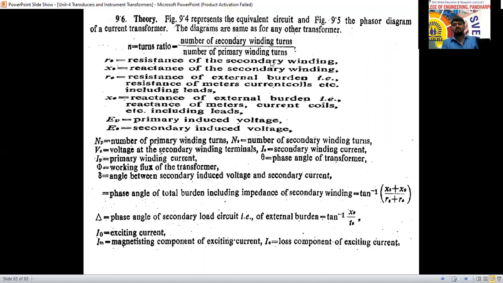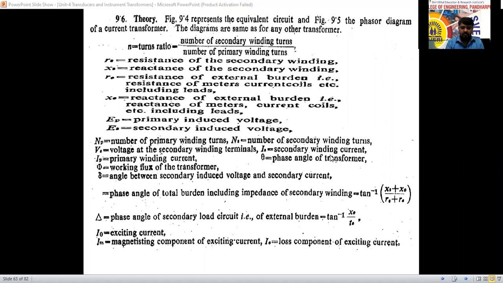Now RS is the resistance of the secondary winding, and XS is the reactance of the secondary winding, like this. The whole thing I will explain in the next class. It will take a complete 1 hour for the derivation.